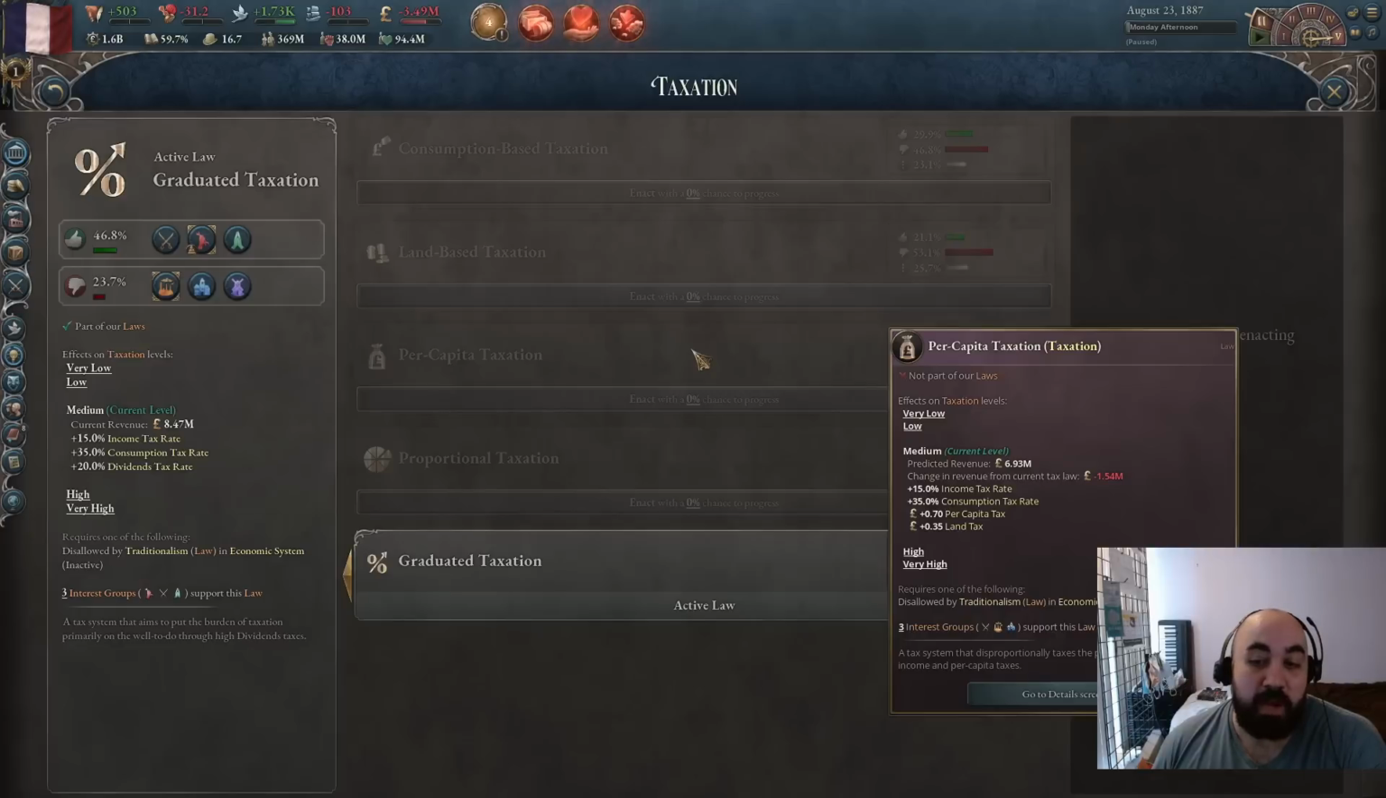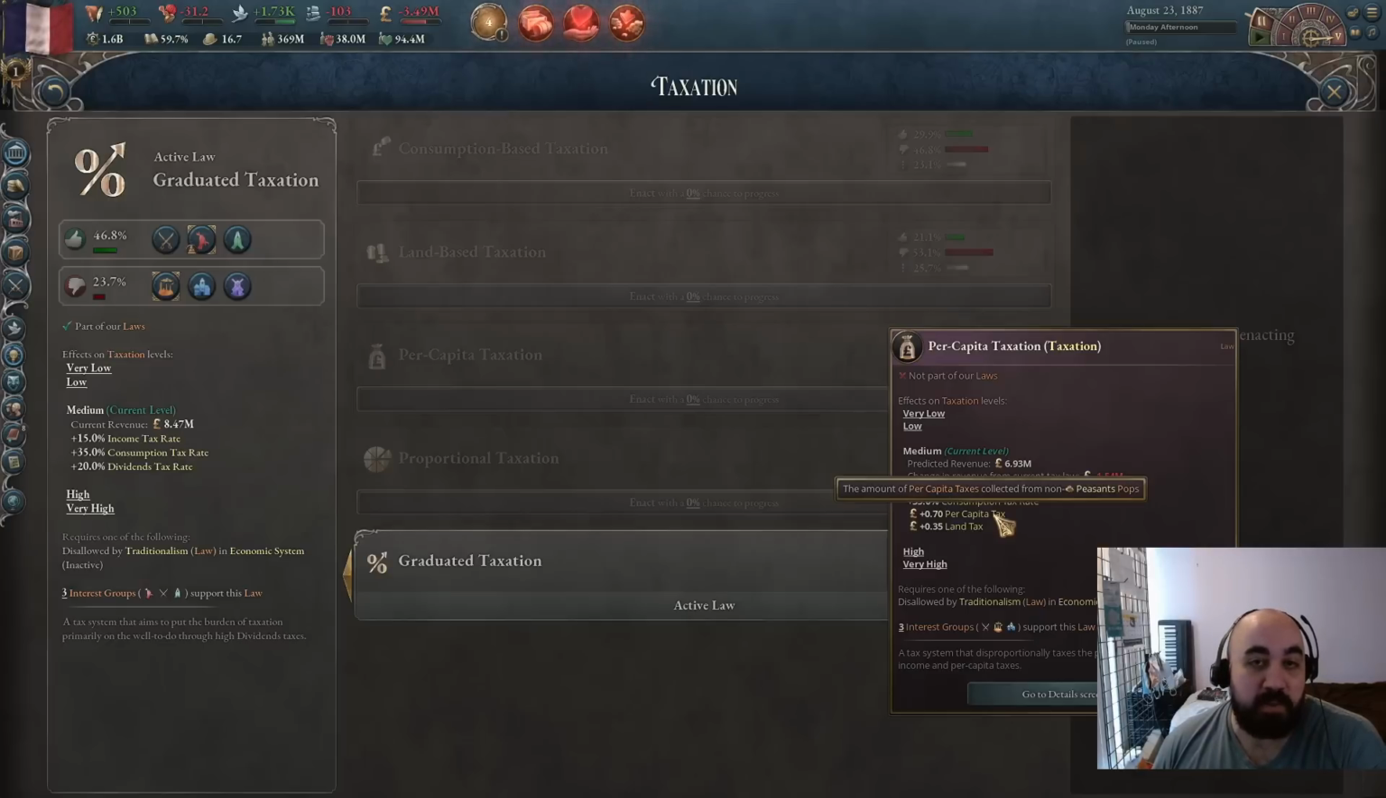Jumping up to per capita, we have an improvement. So you notice there's an increase in income tax rate. There's the same consumption tax rate. It's going to be there for all of them. It's a decrease in land tax. It's still present, but now there is a per capita tax, and this is applying to all non-peasant pops. And so this will apply to all the people in the cities.